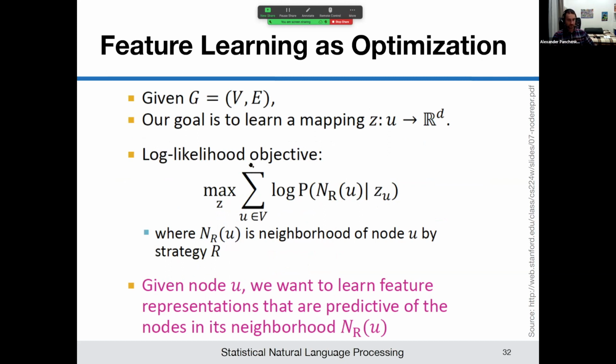So the main idea, given a certain graph, is to learn this mapping and maximize the log likelihood of the data. So given some node, we want to maximize the probability of nodes from its vicinity, and the probability of seeing nodes not from its vicinity should be low.